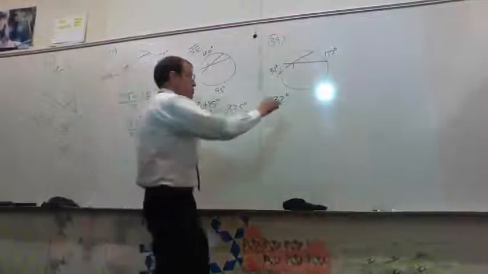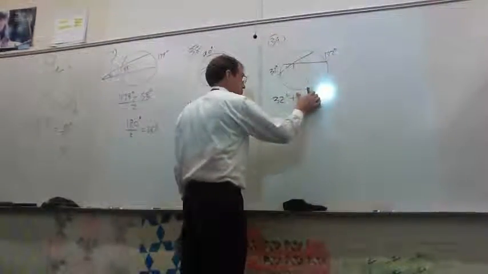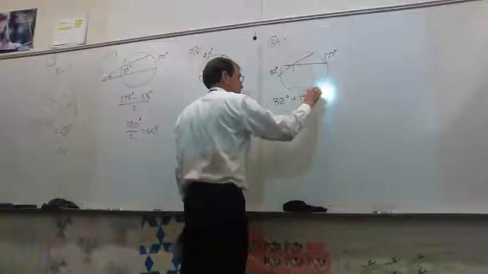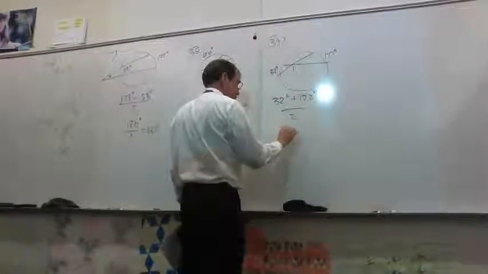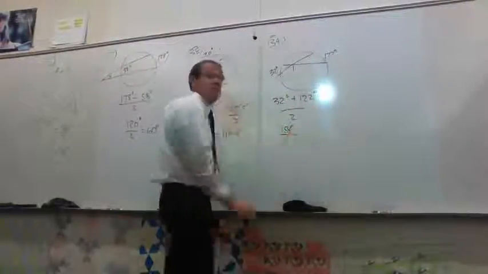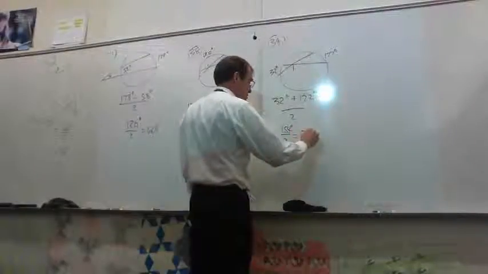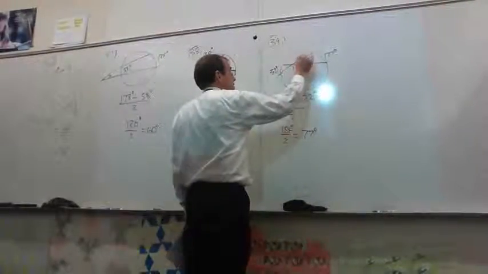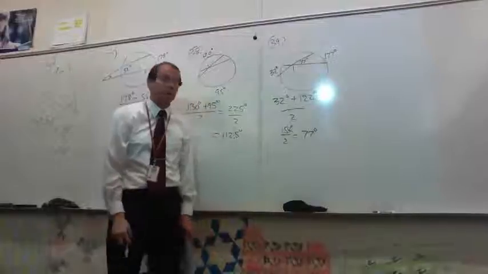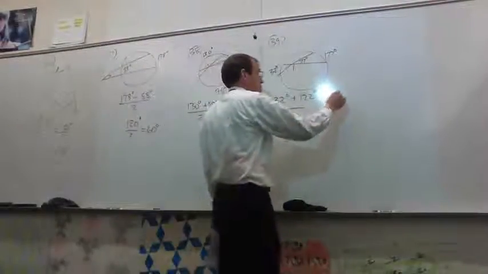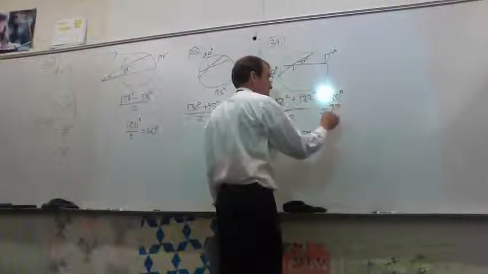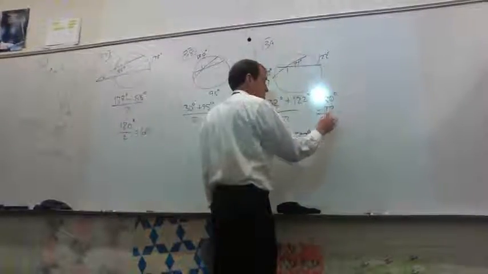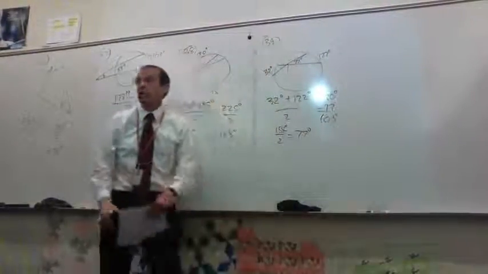So 32 plus 122 divided by 2 is 154 divided by 2, which is, that's not the answer. That's just telling you what this angle is. Now we're going to subtract that from 180, and that should tell us the answer. 103 degrees, yes? Okay.